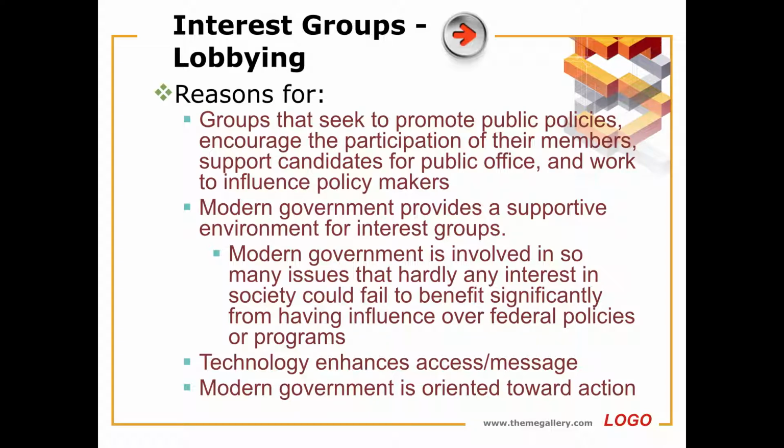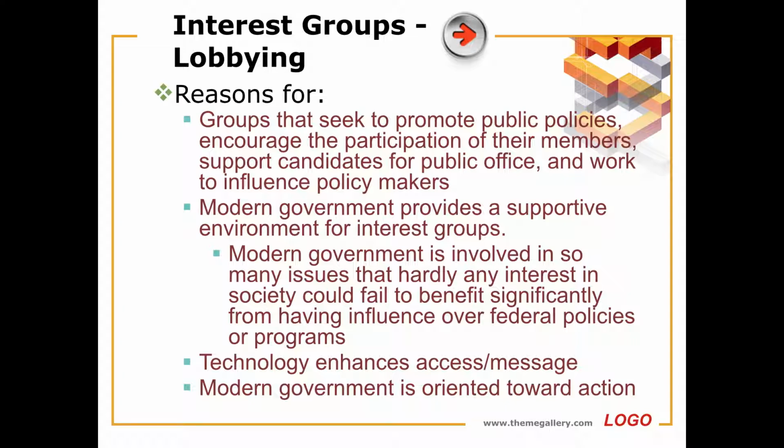And one of the other reasons is, as we've seen when we looked at the first unit, government has gotten so big that it intrudes in our daily lives, and modern government is involved in so many issues that hardly any interest in society could fail to benefit significantly from having influence over federal policies or programs. Just look at President Obama saying he'd like to make community college free. Well, groups are already organizing for and against. Someone's going to benefit, somebody's going to be hurt, so they're trying to either defeat it, mitigate it, whatever.